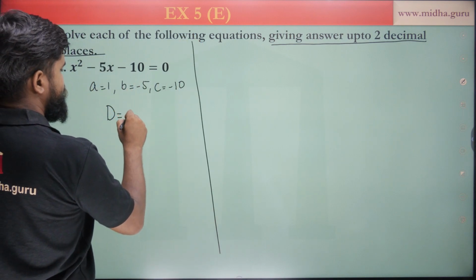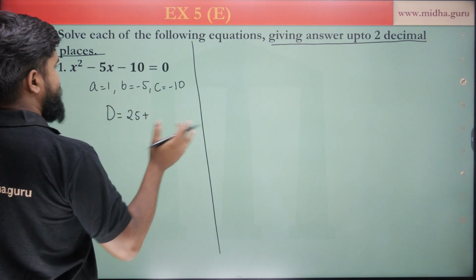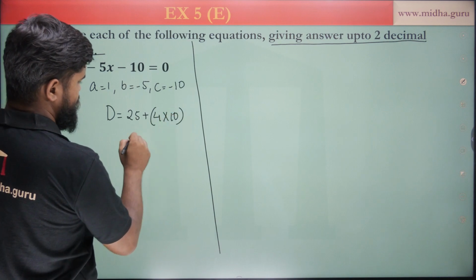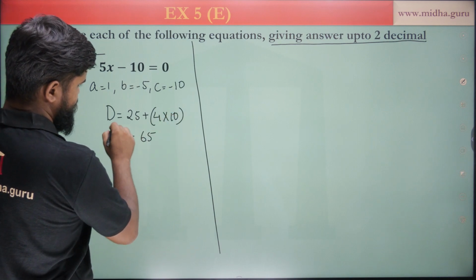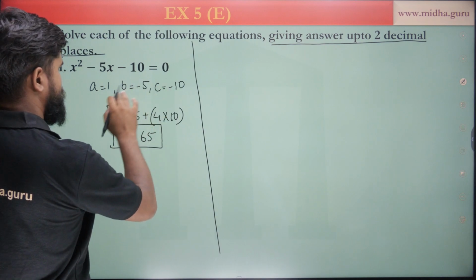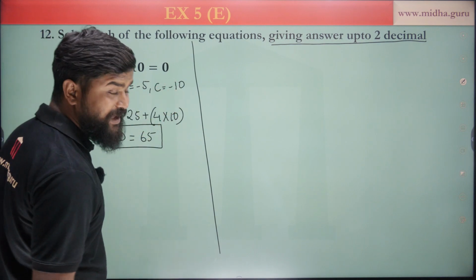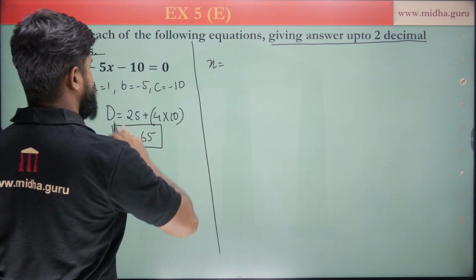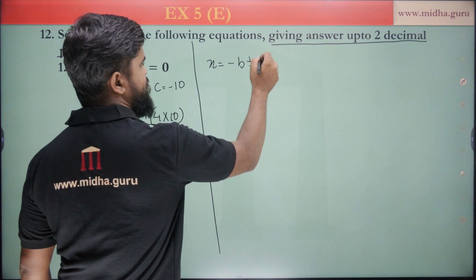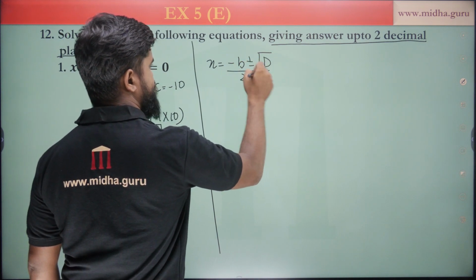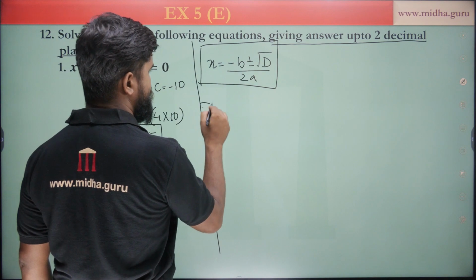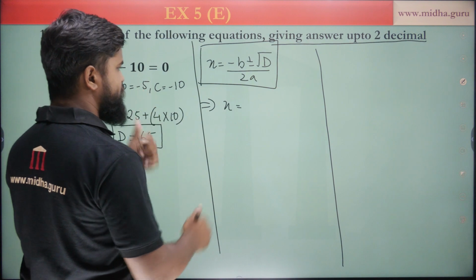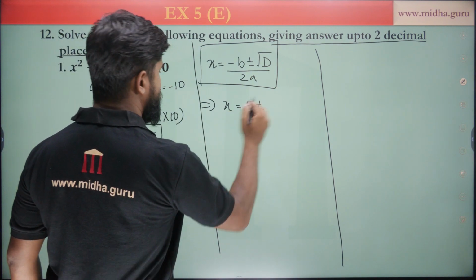The discriminant is b squared, which is 25, minus 4ac. Since c is minus, we will put a plus, and 4 into 10. So we have the discriminant as 65. Now we are supposed to solve. We'll just write the quadratic formula once just to remember. We'll substitute the values of whatever we know. Minus b: since b is minus 5, minus b equals 5. And the discriminant is 65.